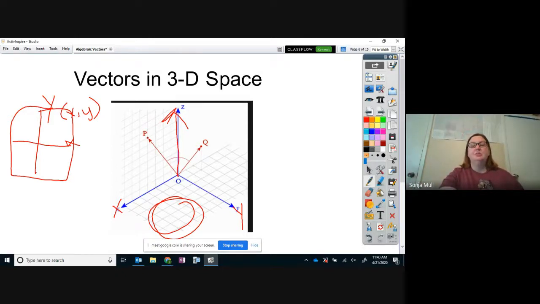In our three-dimensional space, we have points x, y, z. We don't have to actually graph these. I just wanted to give you a visual of what we're talking about. It basically works exactly the same way as our 2D vectors. So let's work some problems.